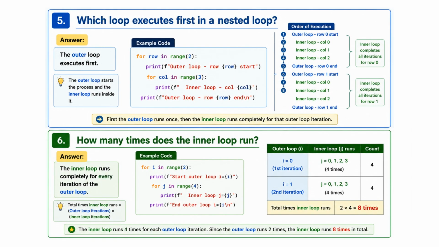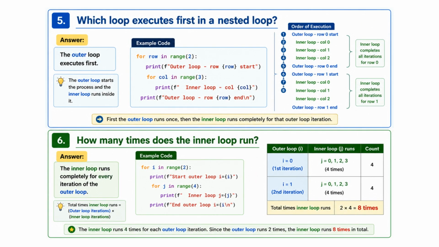Let's move on to question 5. Which loop executes first in a nested loop? The outer loop always executes first. It begins the process by starting the first iteration. Then, the inner loop runs completely for that outer loop iteration.